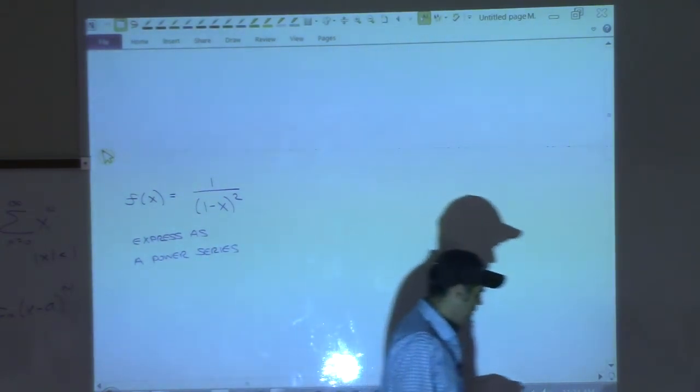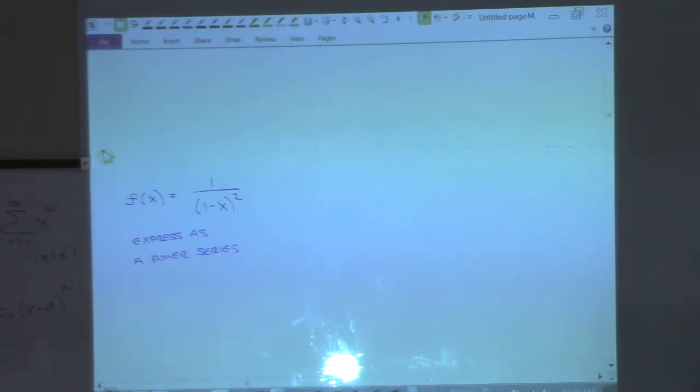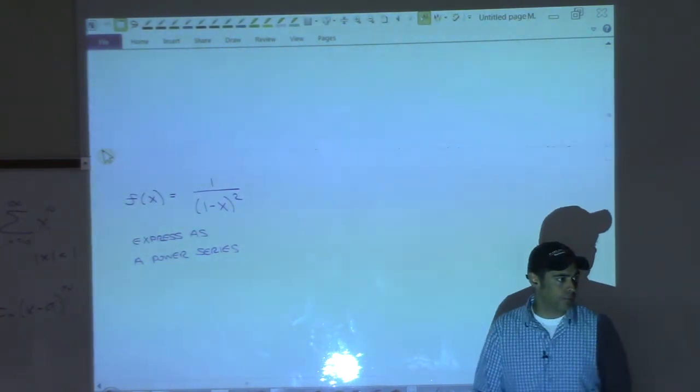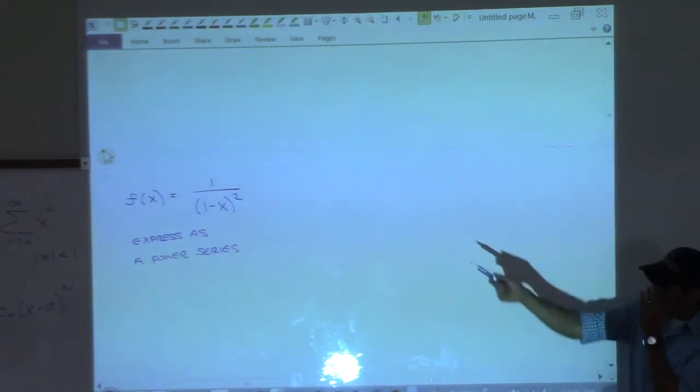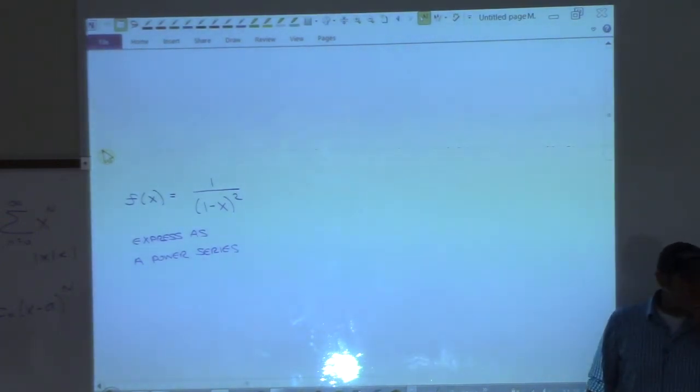Okay, I want you to think about that for a minute. Would that also be written as the quantity 1 minus x to the negative 2? Yeah, sure, you can move it up. And then you could do the derivative that way. Derivative? I want that as a power series. Right? I want that as a power series.